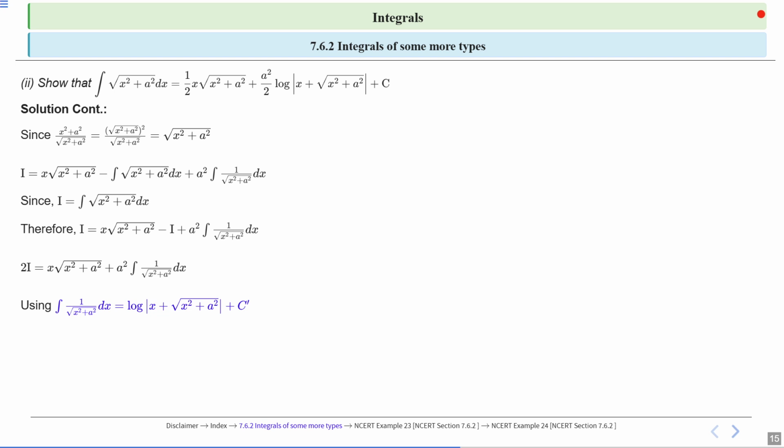Okay. And if we relate this formula with the integration of root under x square plus a square, we can see this is the second term without a square by 2. So if we remember the formula of root under x square plus a square, we already know the formula for 1 by root under x square plus a square. That is the second term without a square by 2. Substitute this back into our equation for 2I.